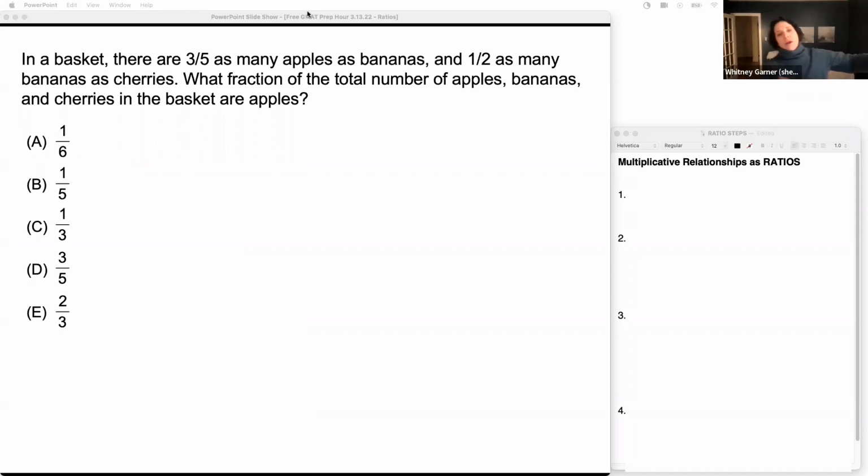So I want you to go ahead and try this one. There's a problem on the board. Here's your warm up. I'll set a timer for you. We'll take about 2 minutes to solve. Send me your answer privately in the chat window. And then we'll talk about how this is in fact a ratio, or maybe how it's not, right? We'll talk about how to set it up.